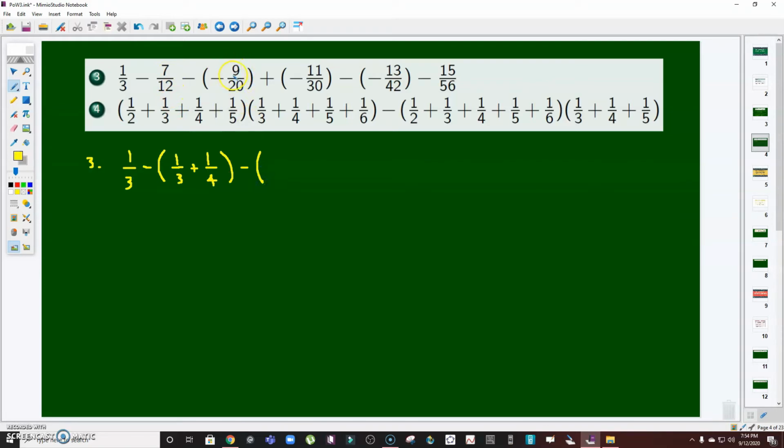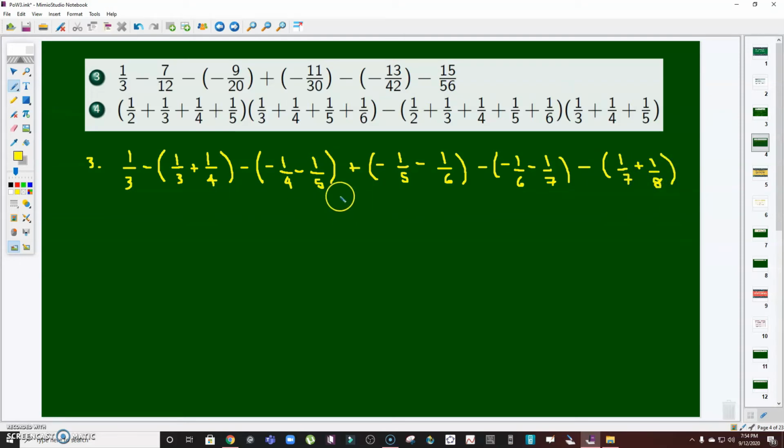Minus this negative 9 over 20, like what I did here. This negative 9 over 20 is just negative 1/4 minus 1 over 5. See that? Continuing, this negative 11 over 30 is just negative 1/5 minus 1 over 6. While negative 13 over 42 is just negative 1 over 6 minus 1 over 7. And lastly, this 15 over 56 is just 1 over 7 plus 1 over 8. There you go.